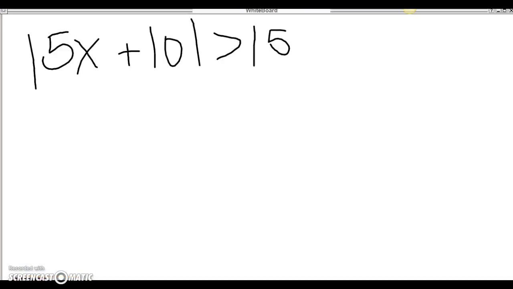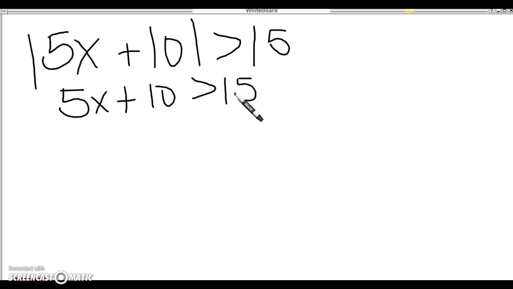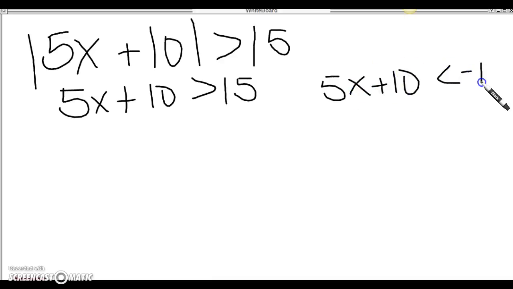So I have the absolute value of 5x plus 10 is less than 15. Let's go ahead and write our two inequalities. So the first one will be 5x plus 10 is less than 15. And then the second one is 5x plus 10 is greater than negative 15. So all I did was flip my inequality and make it negative. So now I'm going to subtract 10 from both sides.